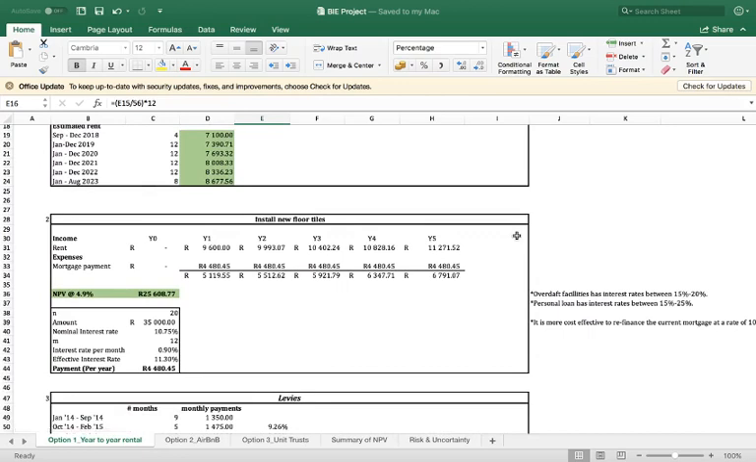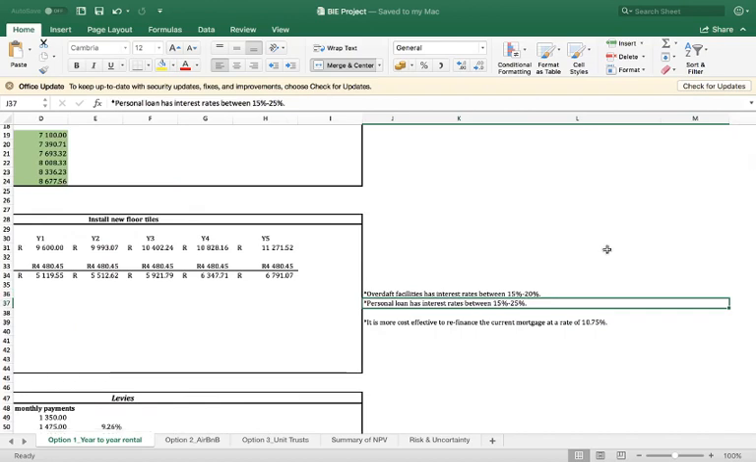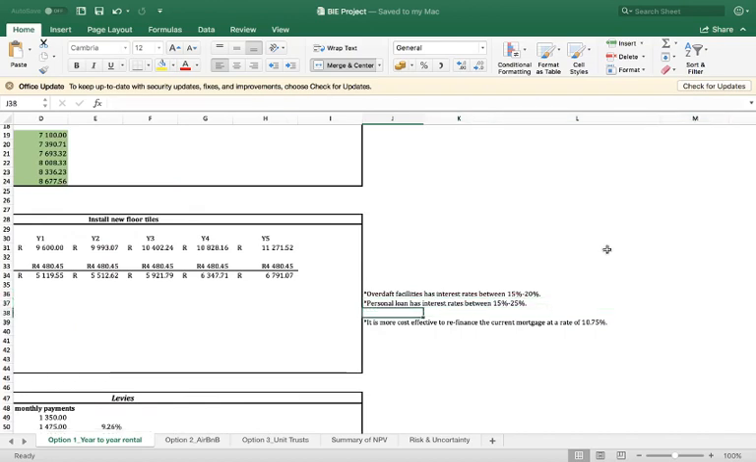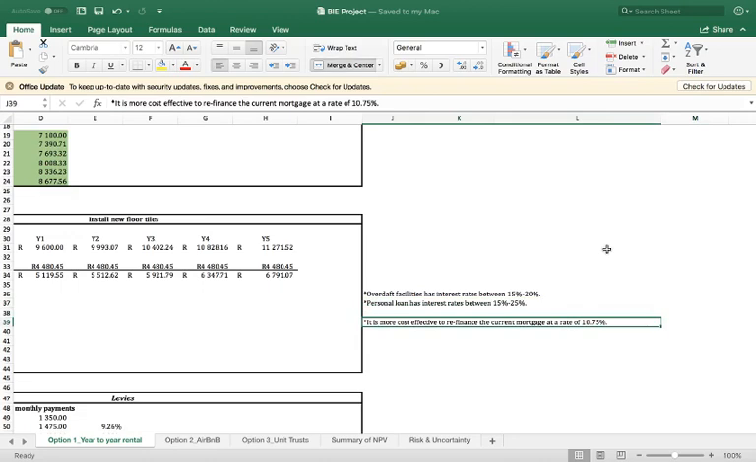To determine whether to install the tiles, we first need to consider what type of financing to use. With some research, it was found that overdraft facilities offered through credit cards charge interest rates of between 15 and 20%. Personal loan interest rates can be between 15 and 25%. For this reason, it was decided to rather refinance the mortgage to pay for the expenses, as the interest rate offered is 10.75%. This option is used throughout this analysis for any expenses incurred.